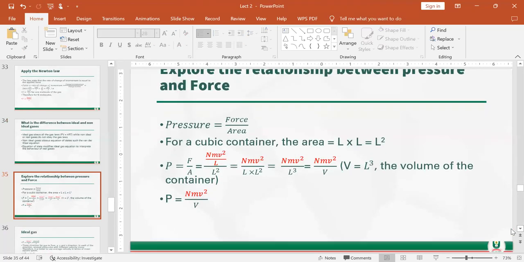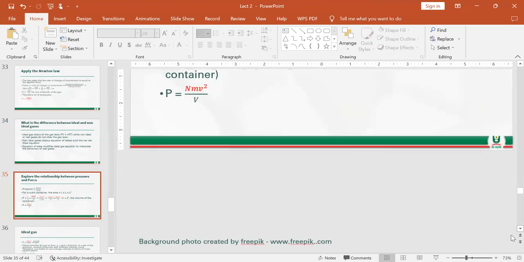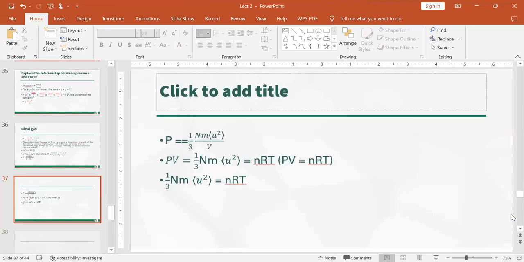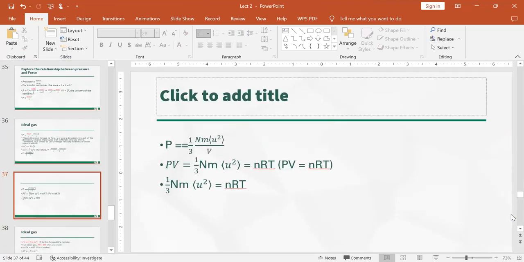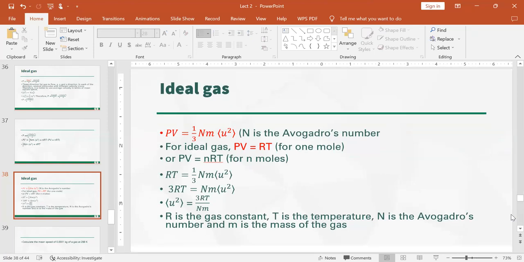So now, explore the relationship between pressure and forces. That's another step you need to do. I'm just pushing the step. What I have done in the derivation, I'm trying to put into a table form so that you can look at them differently. So for the ideal gas, we now see N is Avogadro's number, which is the step we have taken so far.